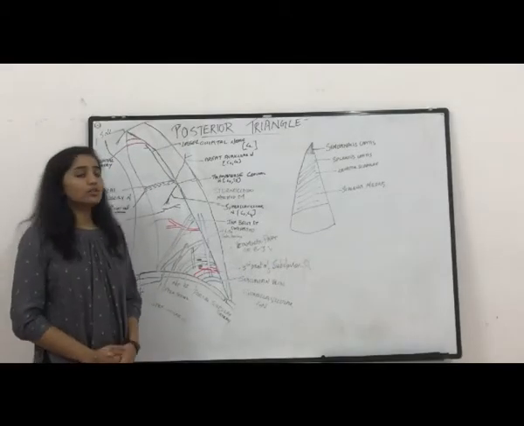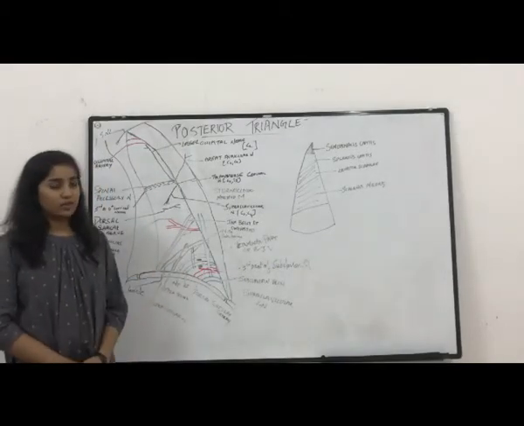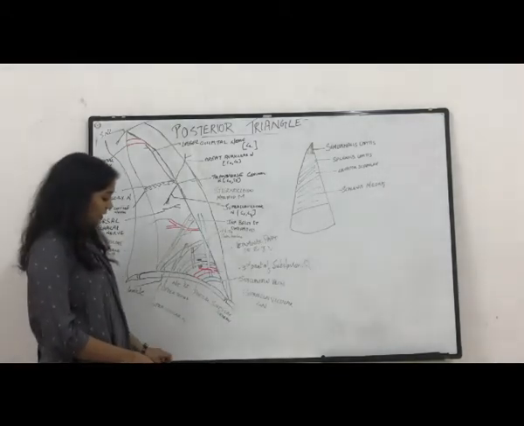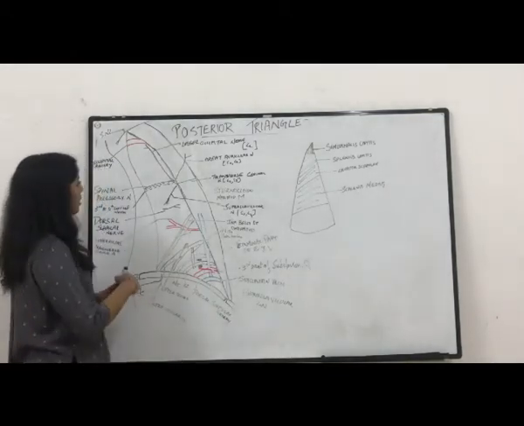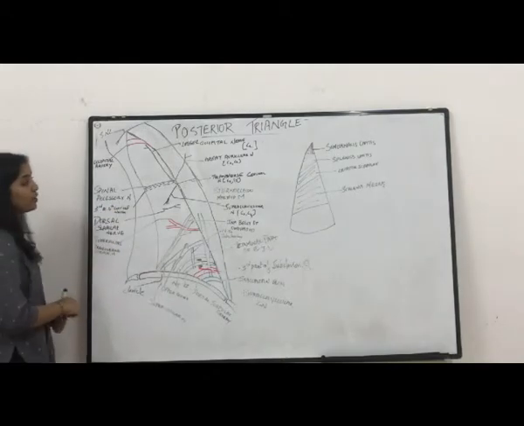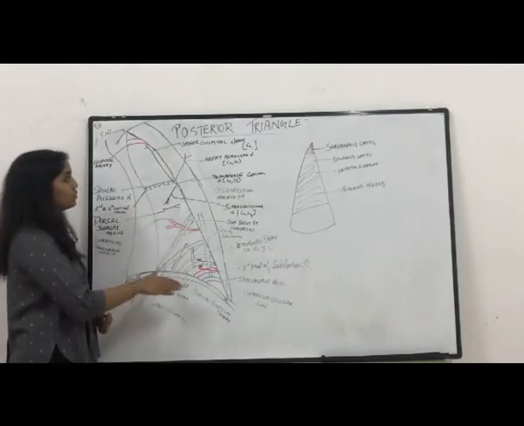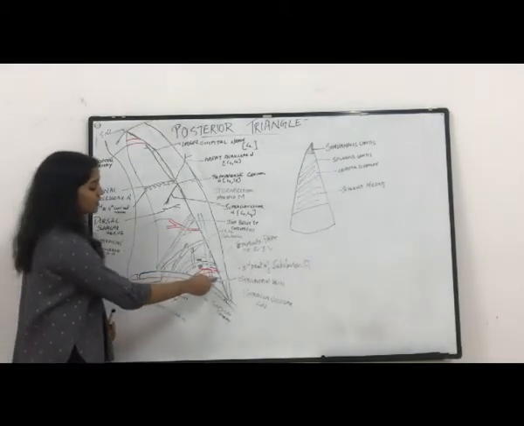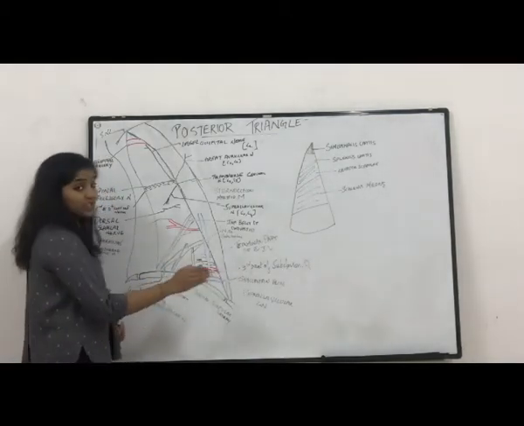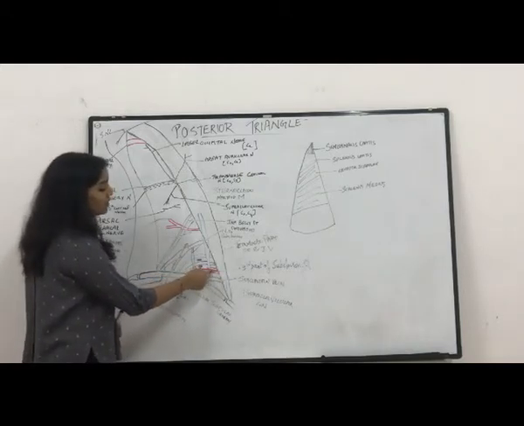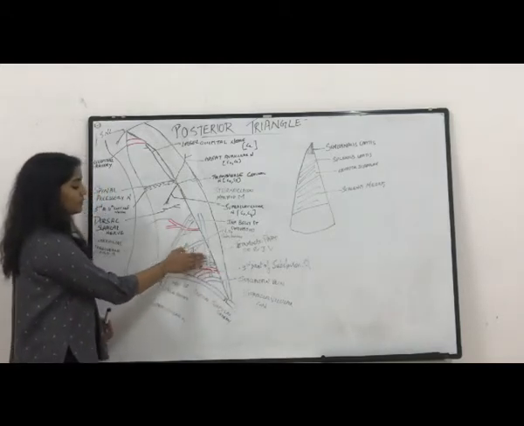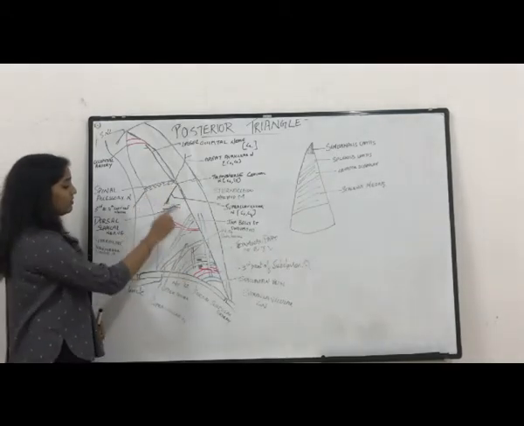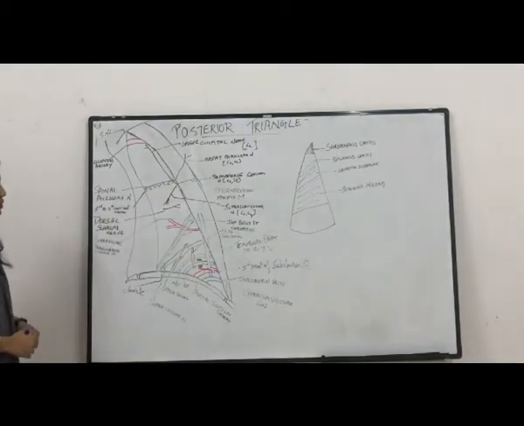So next we will go to the clinical aspects of the posterior triangle. First we will go for the important contents present in the posterior triangle. The contents of the posterior triangle are the third part of the subclavian artery, the brachial plexus, the three trunks of the brachial plexus, the spinal accessory nerve and the lymph nodes.